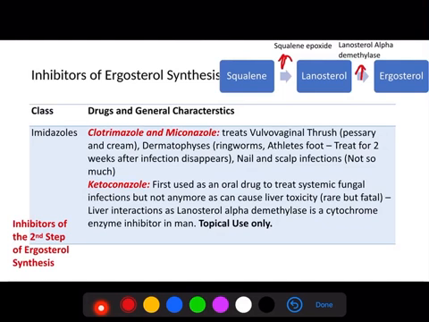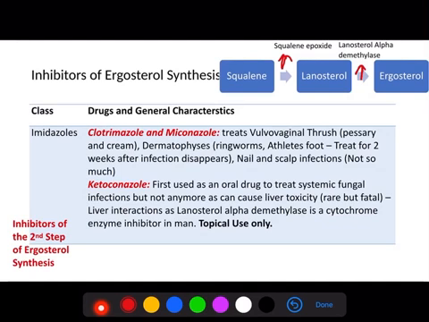In the first class of drugs, we will be talking about imidazoles. Imidazoles, namely clotrimazole and miconazole, treat vulvovaginal thrush through the use of pessary and cream. They can treat skin infections known as dermatophytoses, which are fungal in cause, such as ringworm and athlete's foot, and patients normally need to treat for 2 weeks after the infection has disappeared to prevent relapse.